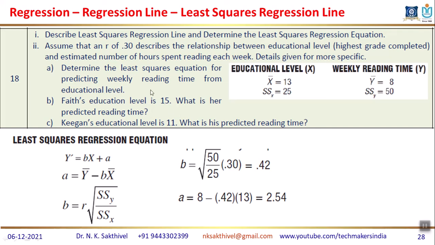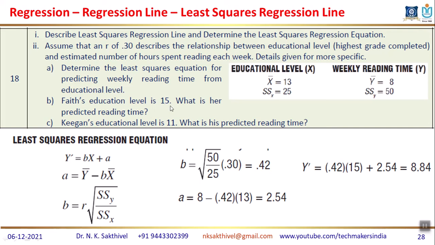Then I can calculate the reading time, because y equals bx plus a. See here, y equals, you can calculate. So this is calculated. Two conditions are given. One condition is Faith's education level is 15. This is a very important point: Faith's education level is 15.